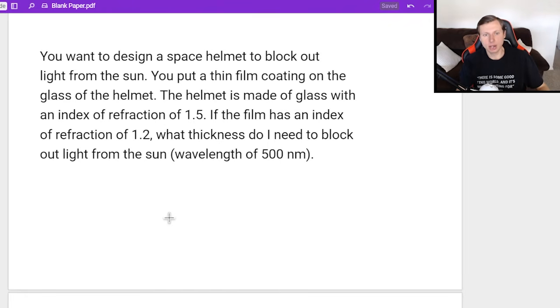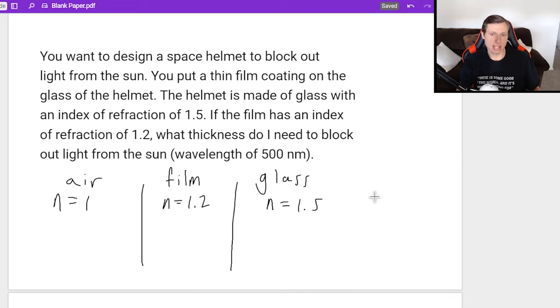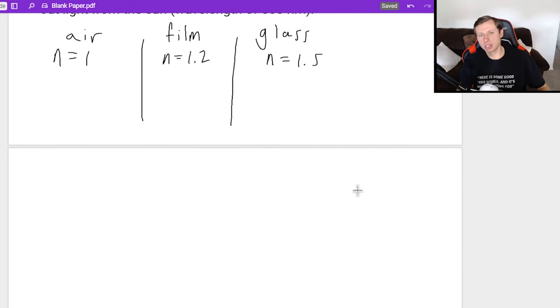Now let's start out by drawing a picture of this. Let's say the three regions are air, which is n equals 1, the film that you're putting on top of the helmet, which is n equals 1.2, and then you have the actual glass from the helmet, which is n equals 1.5.